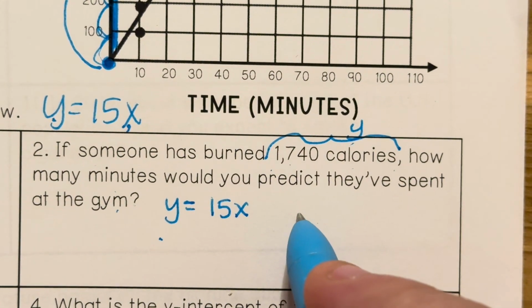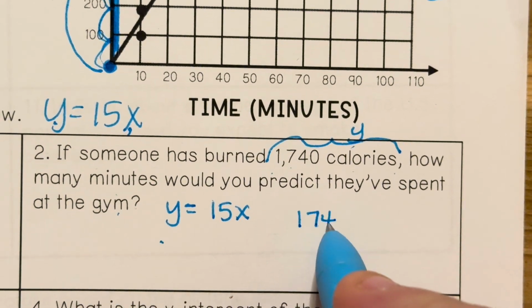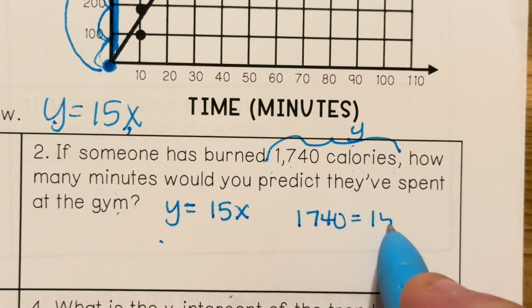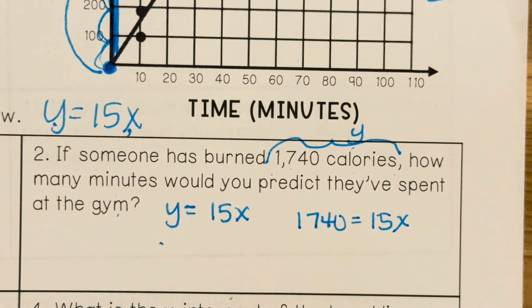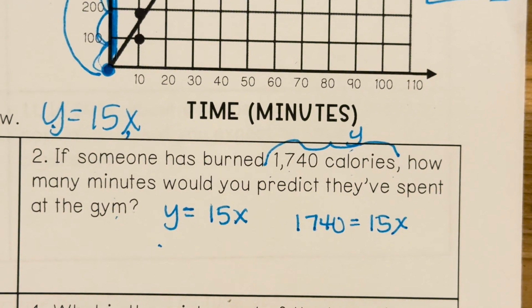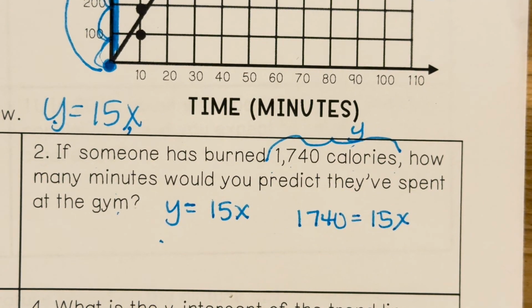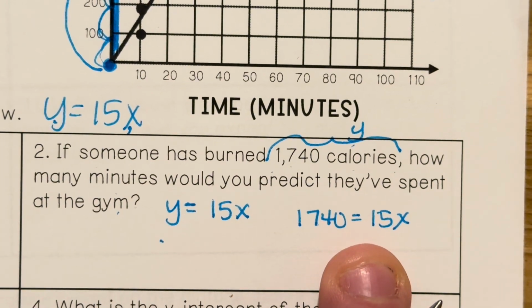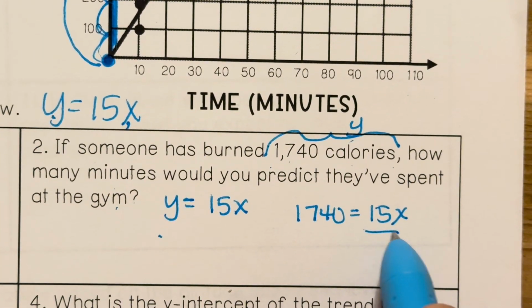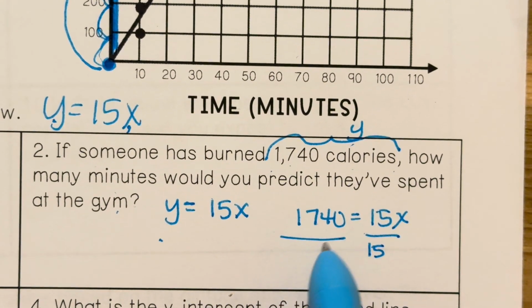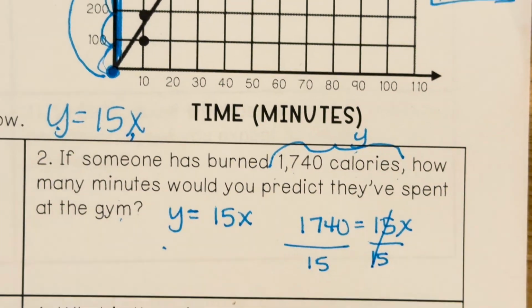So I'm going to put 1,740 equals 15x. Now, we've all passed 6th grade, right? This is something we did in 6th grade. How do I get that x all by itself? How do I get rid of the 15? What's the inverse operation there? Right? 15 and x are multiplying, so the inverse would be to divide. And so I'm going to divide both of them by 15.